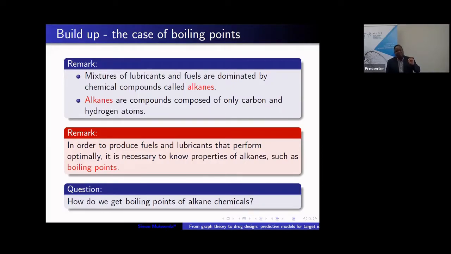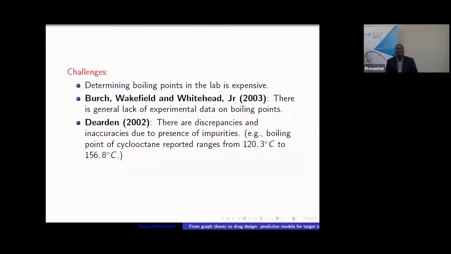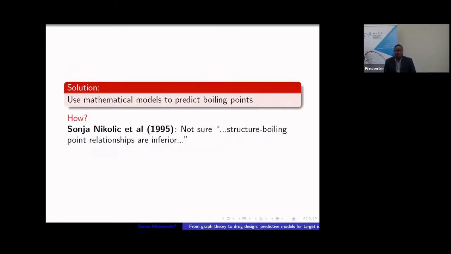But the question is, how do we get the boiling points of alkane chemicals? There are challenges. Determining them in the lab is expensive. And more so, in general, we've got a lack of experimental data on boiling points. For instance, because of inaccuracies of lab experiments, you get different values for the boiling points of the same chemical compounds, and that is usually a result of the presence of impurities, and so on.